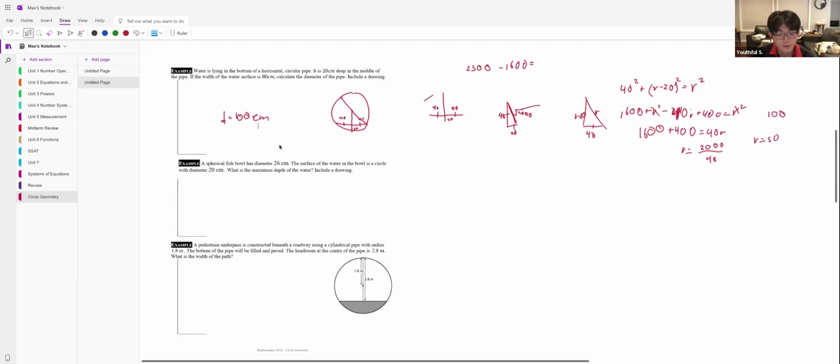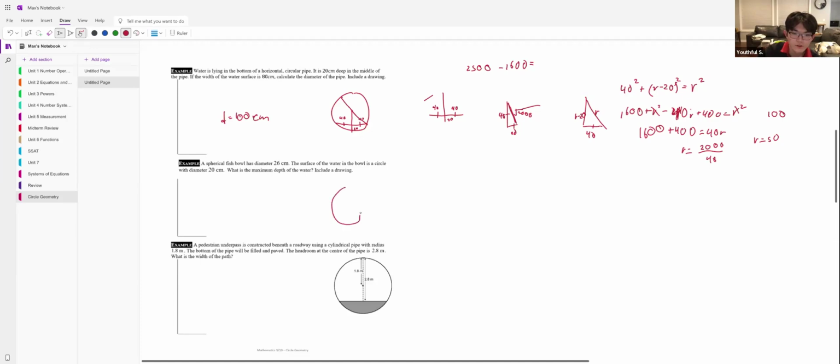A spherical fishbowl has diameter 26 centimeters. The surface of the water in the bowl is a circle with diameter 20 centimeters. What is the maximum depth of the water? Include a drawing. Okay, so we'll look at this from the side.